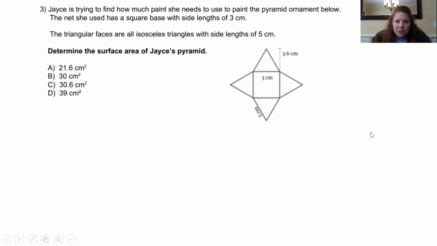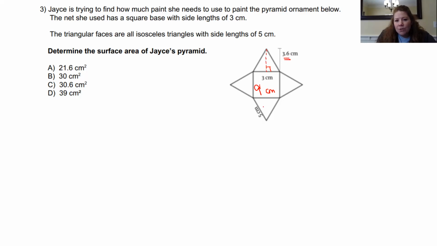Number 3, Jace is trying to paint this ornament shaped like a pyramid. So it says it's a square-based pyramid and the side length of the square is 3. The first thing we're going to do is find the area of the base. So the area of a square that's 3 centimeters by 3 centimeters is 9 square centimeters, right? And then it says that these are all 5 centimeters, but we really need the height, which is given by a 90-degree angle. That means the height of each of these triangles is 3.6.